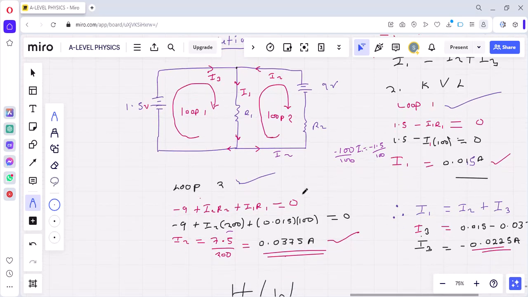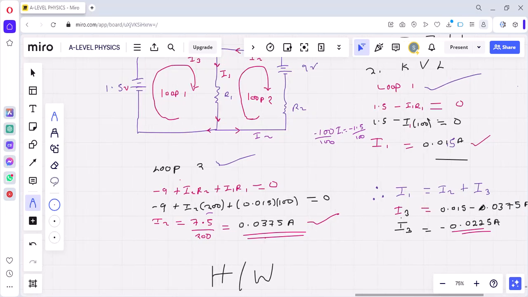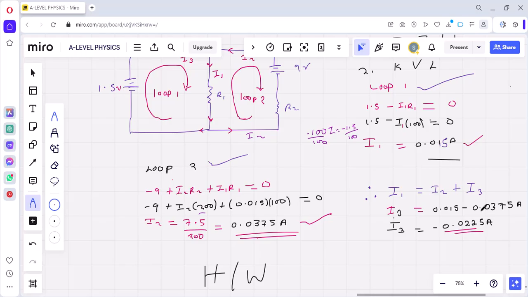Then proceeding from current 2 to current 1. We know that current 1 is the only current leaving the junction. Then it should be equal to I2 plus I3. I substitute for I2 and I3. What am I having there?